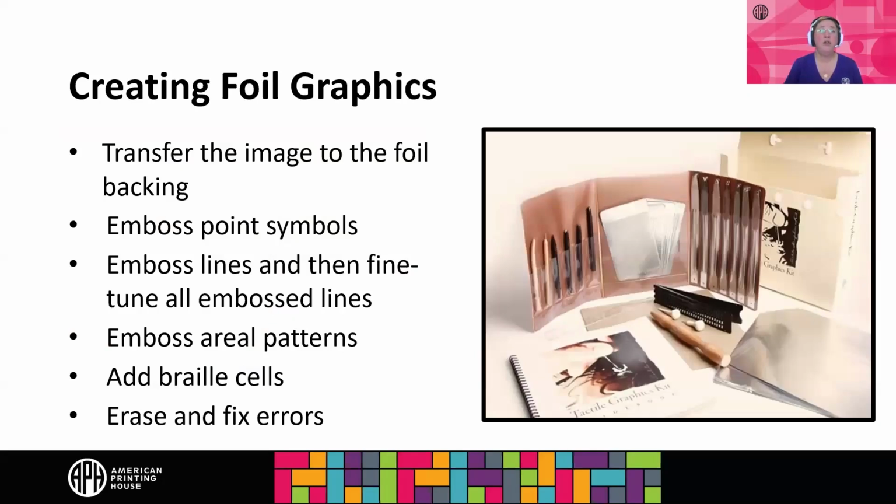So creating foil graphics, the steps to do this are actually transferring an image on the back of the foil. This could be drawing it by hand freeform or by actually tracing or transferring an image to the back. Then going through and embossing the point symbols, lines, fine-tuning those lines, and then embossing aerial patterns. Then adding those braille cells and labels, and then of course erasing and fixing your errors.